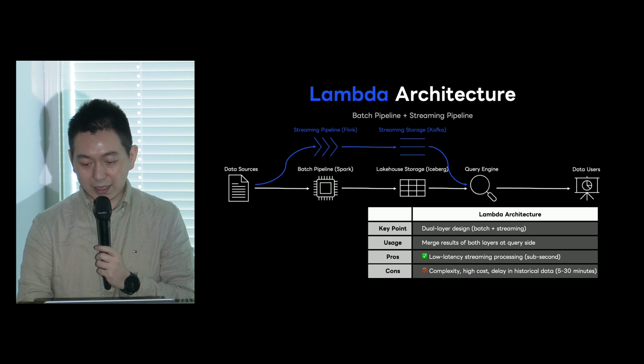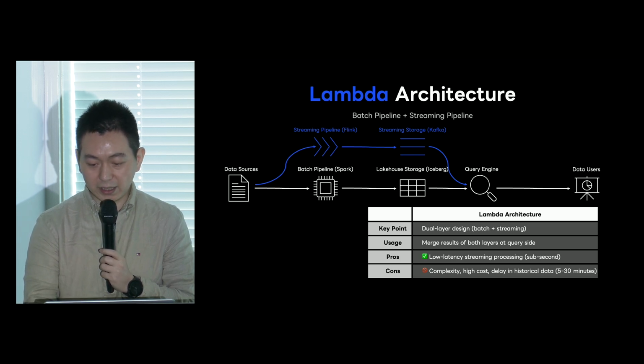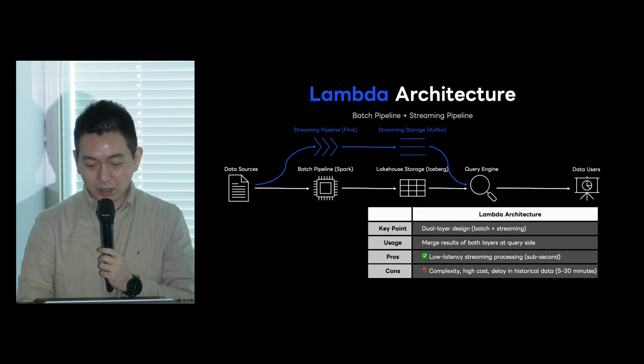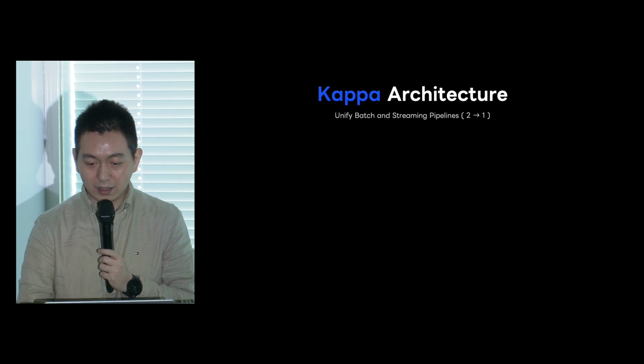However, the complex architecture leads to high development and operational costs. If we want to integrate real-time and historical data, we need to merge the results in both layers. But historical data inherits the latency of Lakehouse and is not real-time. How can we improve this design? Is it feasible to unify these two data pipelines?